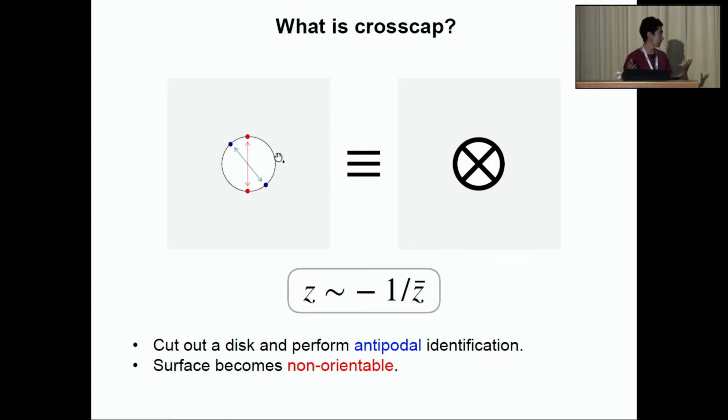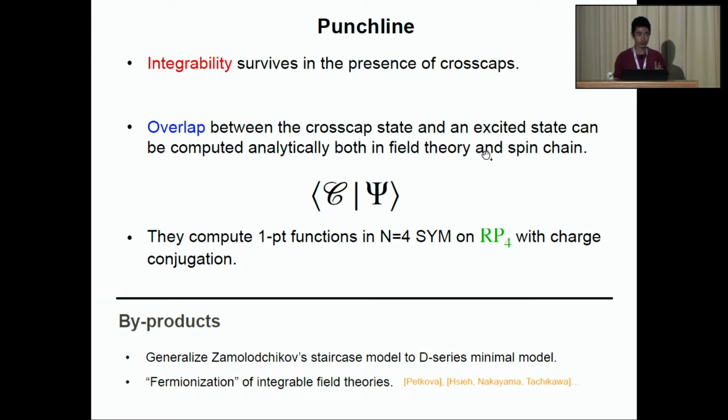After you do this identification, the fundamental domain can be taken to be the exterior of the unit circle. You can alternatively view this configuration from the point of view of radial quantization, and especially from the exterior point of view. Then you can view it as some kind of non-trivial state created by this weird boundary condition. So in some sense, it's a weird version of the boundary state. This is a typical notation for the crosscap state. As a result of inserting the crosscap state, the surface becomes non-orientable, and you can, for example, get a Klein bottle or Möbius strip. Okay?